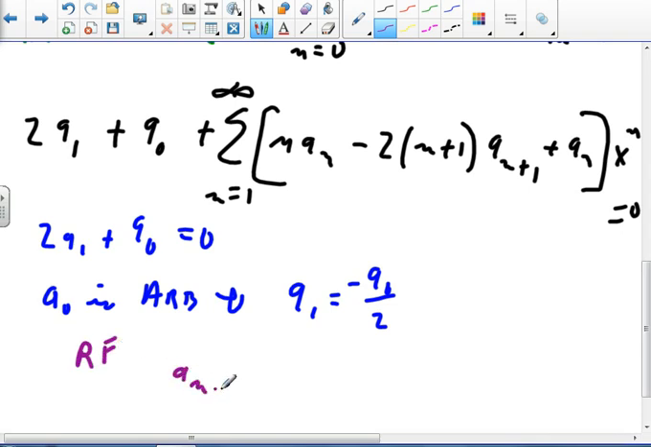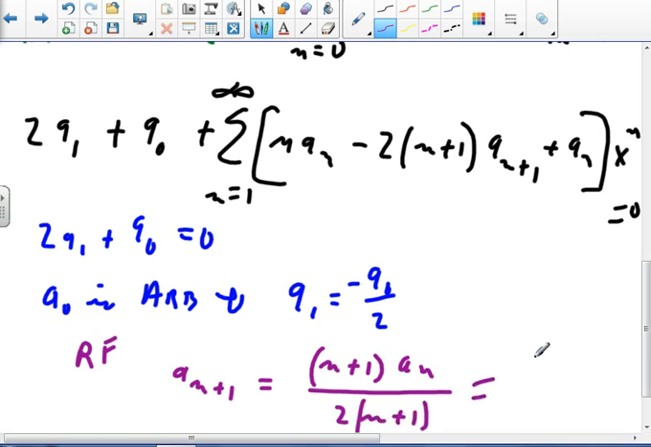A n plus 1 equals. Okay, I'm going to put that on the other side of the equation for a minus, and then I'm going to divide by a minus, making the minuses go away. So I'm going to have a n plus 1 equals a n divided by 2 n plus 1, which is a n over 2.